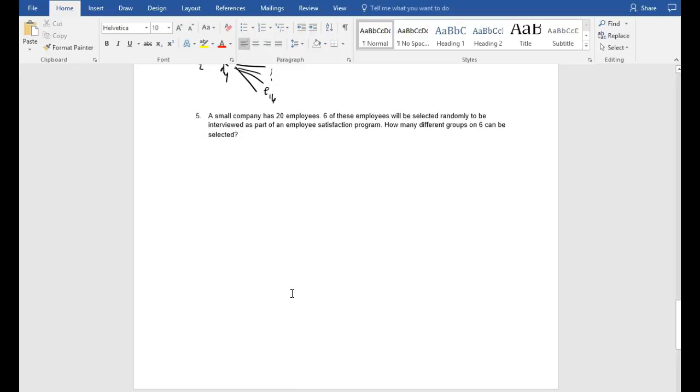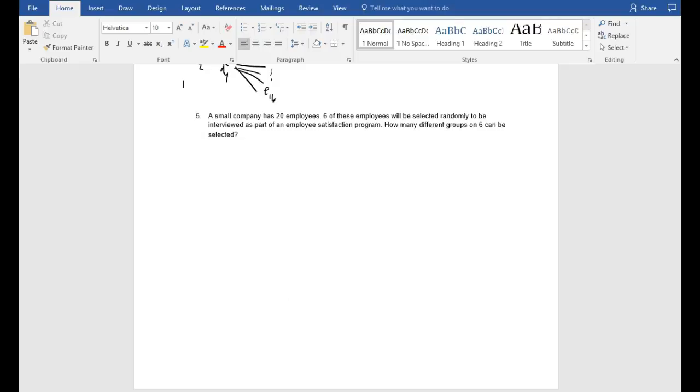Number 5, a small company has 20 employees. 6 of these employees will be selected randomly to be interviewed as part of an employee satisfaction program. How many different groups or groupings of 6 can be selected from the 20 employees?